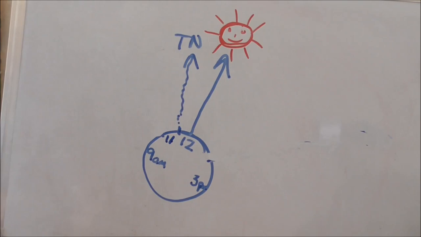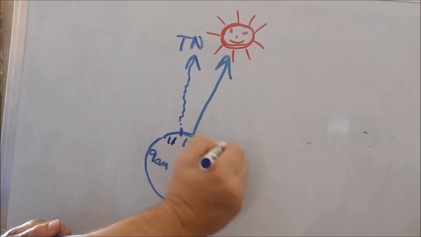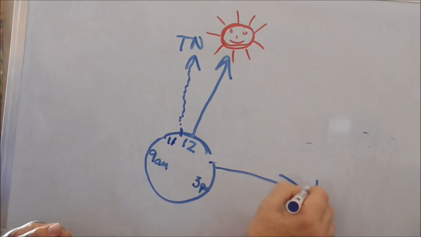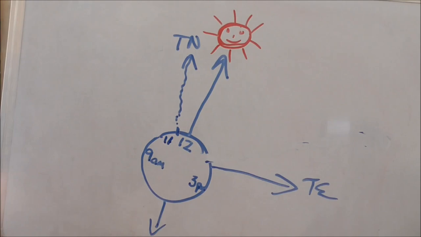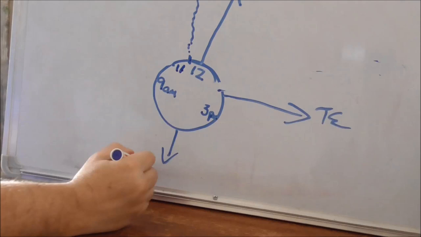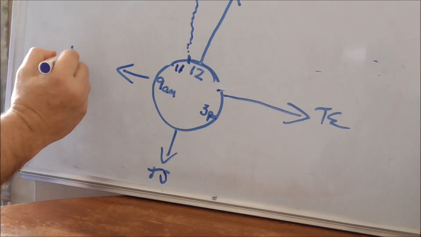Obviously, if that's true north, out to the right, in that direction there, would be true east. Okay, going the opposite direction, you can't really see it there, but going in the opposite direction there would be true south. And going in that direction there would be true west, or heading in a westerly direction.